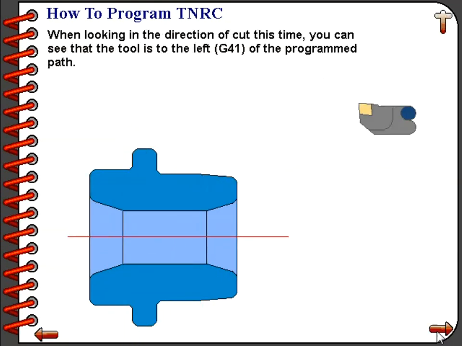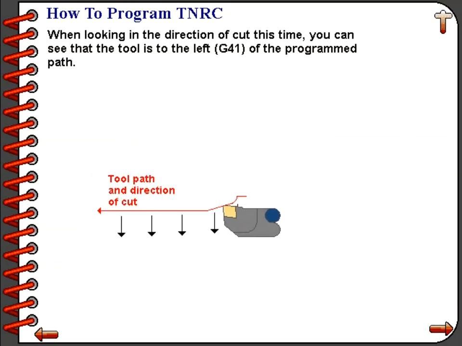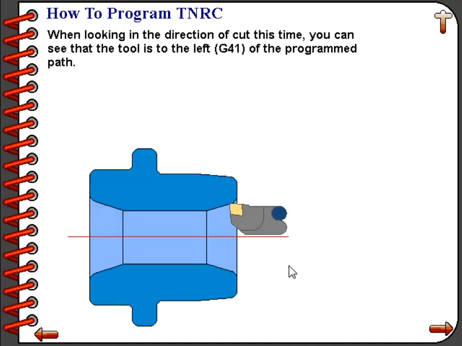On this particular machining operation, we are doing a finish boring operation. Again, we are going to use tool nose radius compensation, but this time we have to turn it on with G41. If you look closely and watch the animation, you'll see as the tool is cutting the workpiece, the tool is actually on the left side of the programmed path.